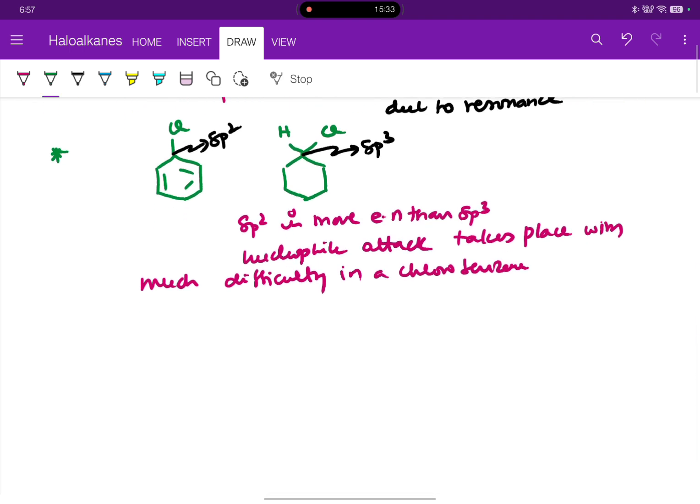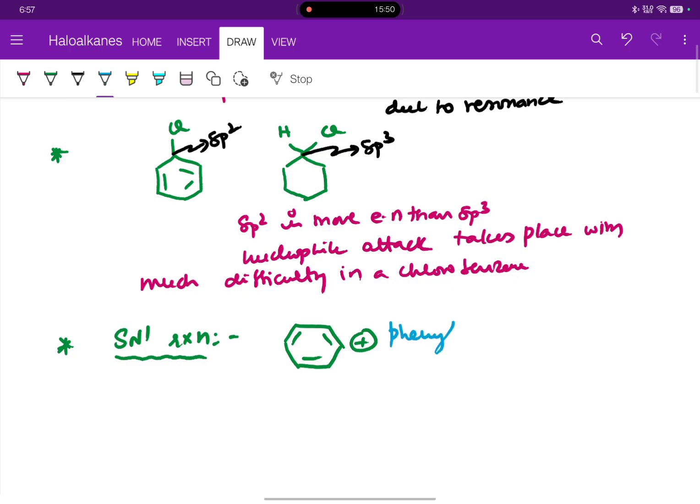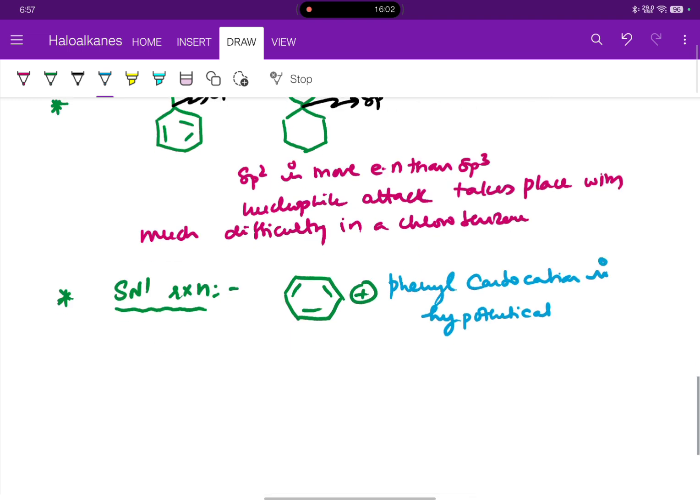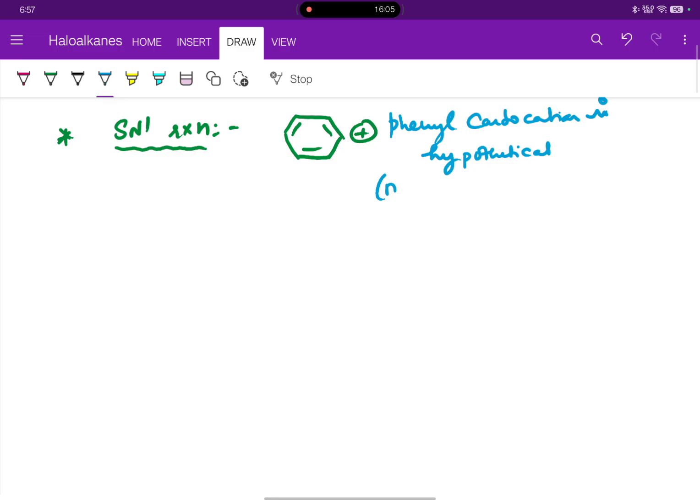Third reason, let us assume an SN1 reaction. What is the condition for an SN1 reaction? It should form a stable carbocation. Here it should form a phenyl carbocation. Remember, the phenyl carbocation is hypothetical. It can never exist, so its existence is never known. Since it cannot form a phenyl carbocation, SN1 is not possible.